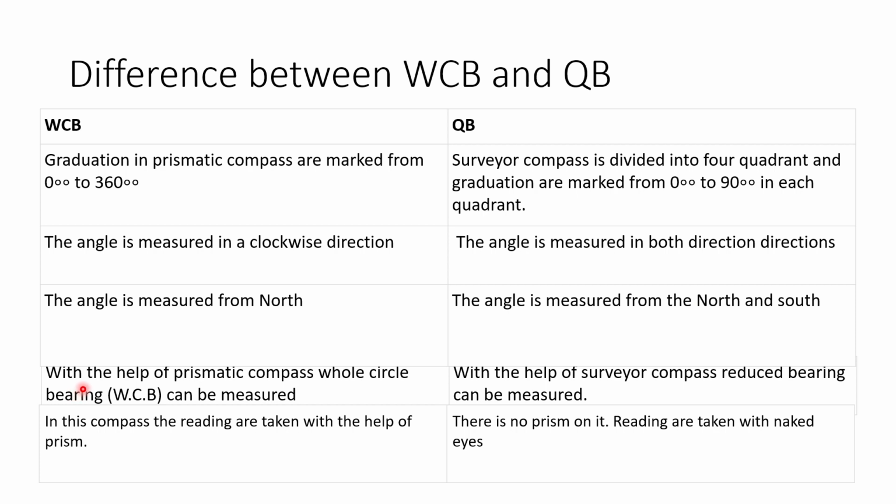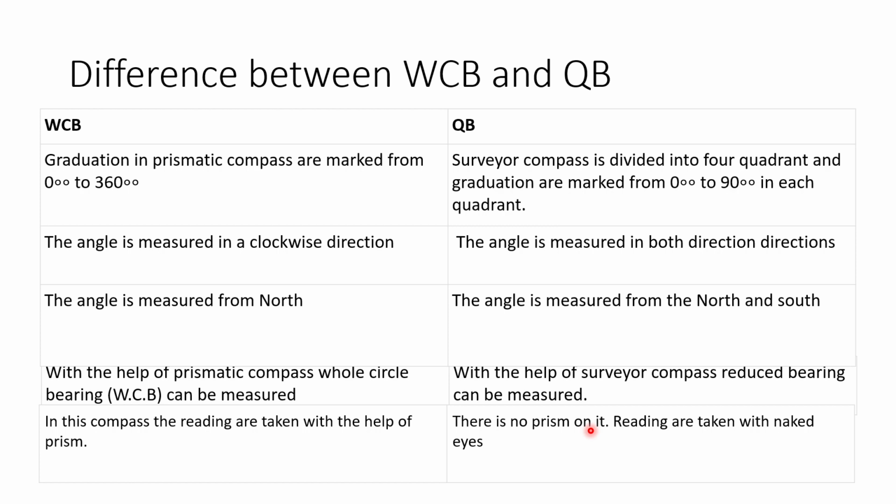For the WCB system, there is a type of compass called the prismatic compass. It is used for measuring the WCB readings, where the reading is noted by using a prism. But for QB, we have the circular compass. In the circular compass of the quadrantal bearing system, there is no prism. So this is the basic difference between the WCB system and the QB system.